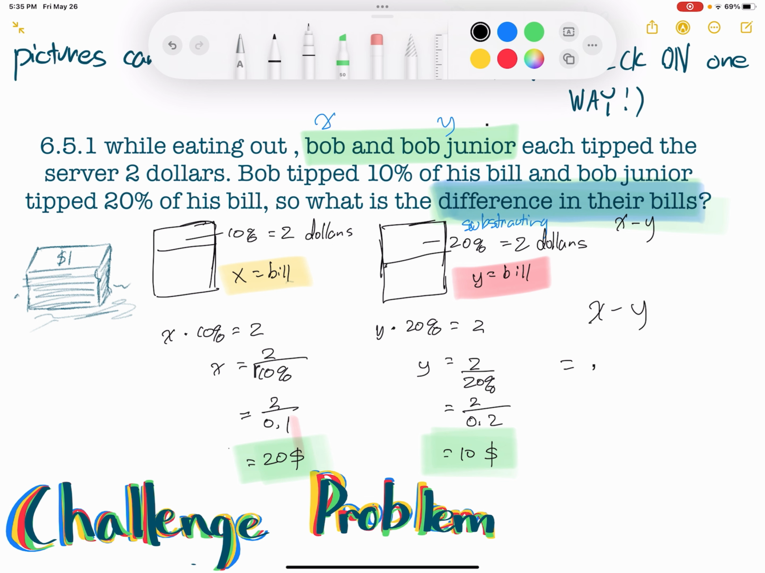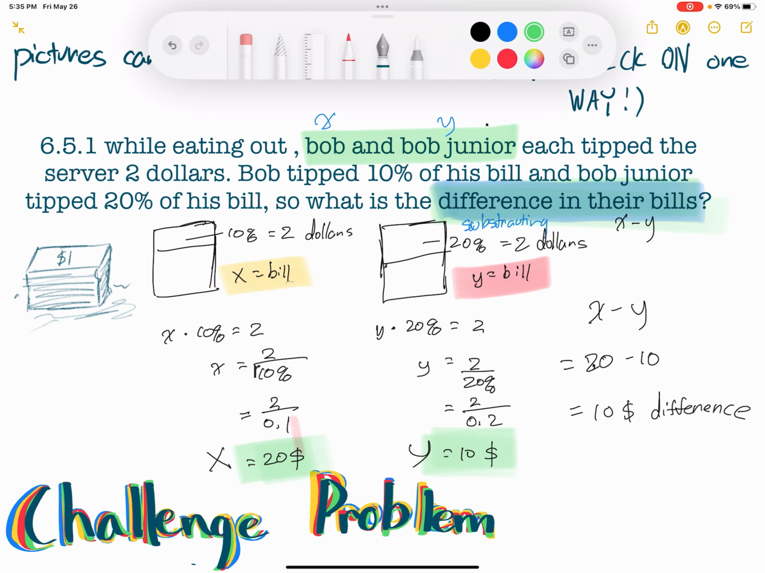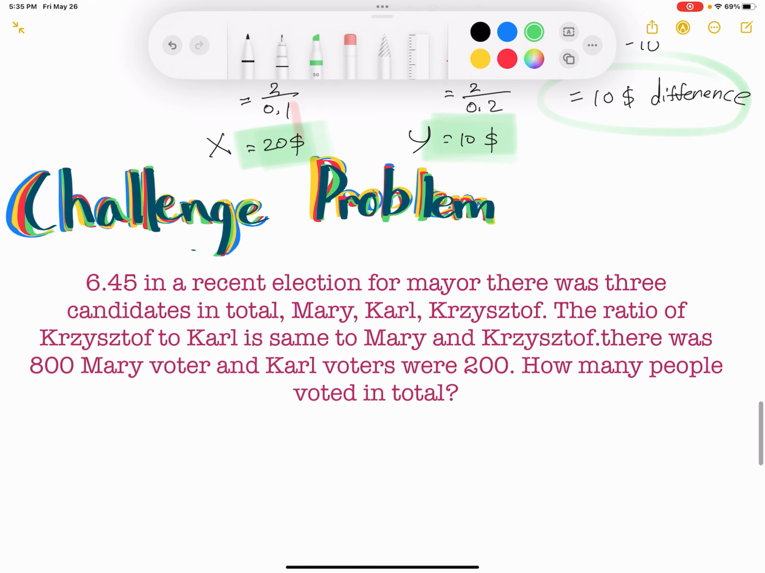This one was Bob's bill. This one was Bob Jr.'s bill. So 20 minus 10 equals $10 difference. And that would be your beautiful, majestic answer. And that's it. Now we should go on to the next problem.